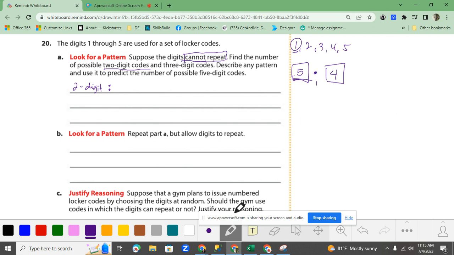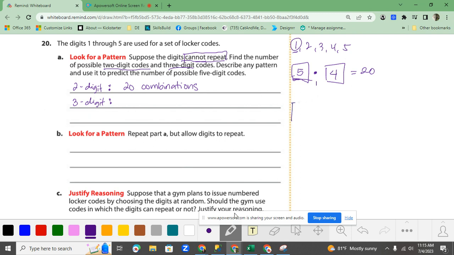And since you only have two digits, you only have all these combinations. All you got to do is multiply that. So 5 times 4. So therefore, you have 20 possible combinations here for a two-digit code between numbers 1 to 5 where the digits cannot repeat. Okay. Now we have three-digit codes, right? How many would that be? Because that's also another question here.